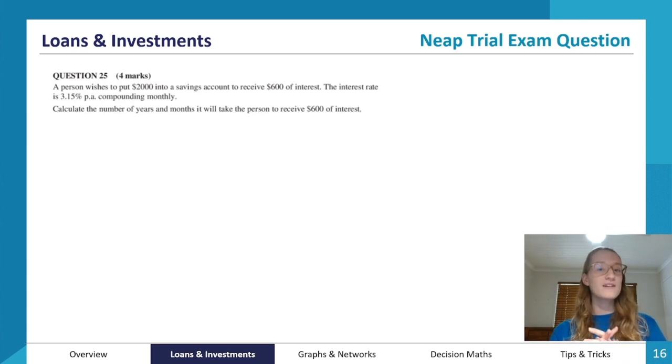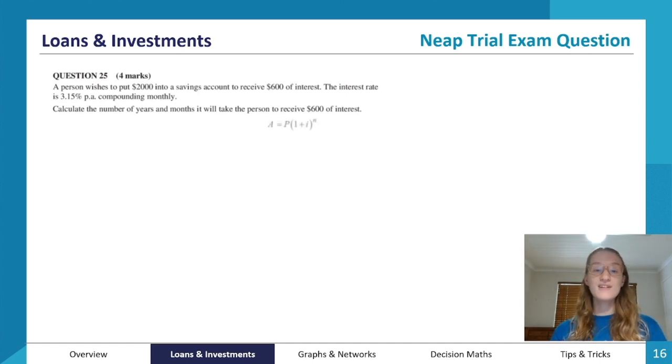So we're being told different information this time, which is interesting. The interest rate we're told is 3.15% per annum, and we're told that we have monthly compounds. All really important information. We're told to calculate the number of years and months it will take for the person to receive $600 of interest. So interesting, we've been given different variables this time.